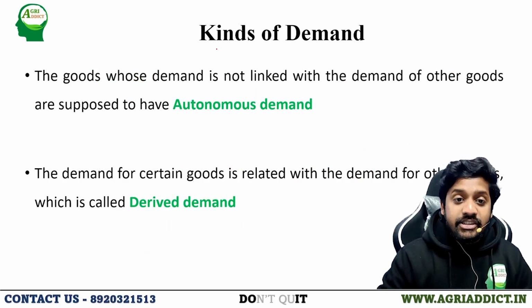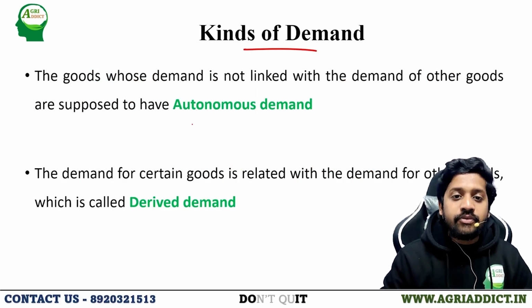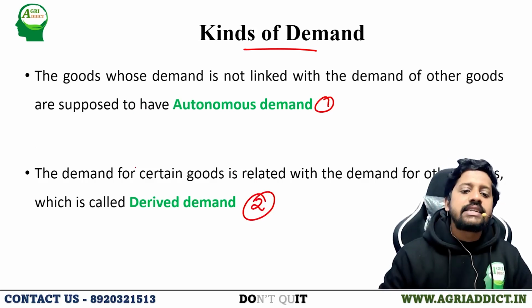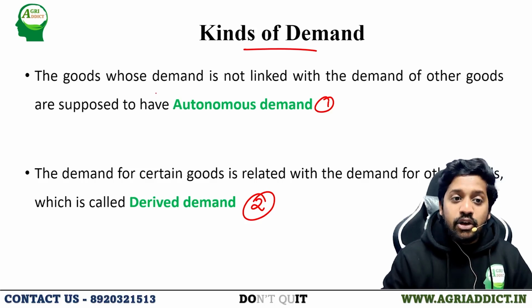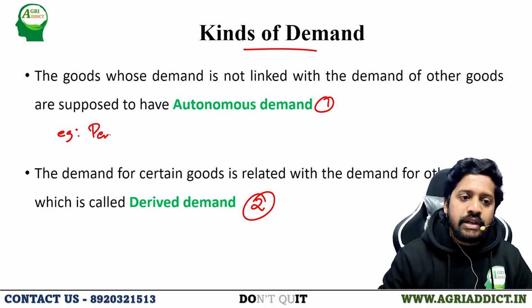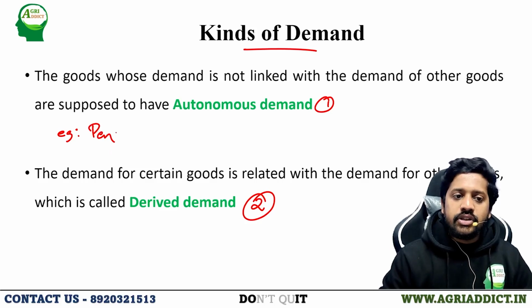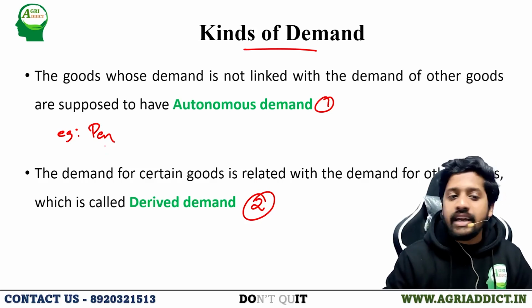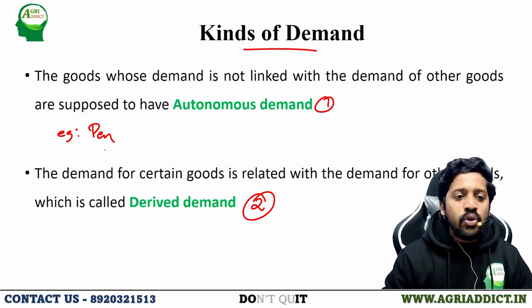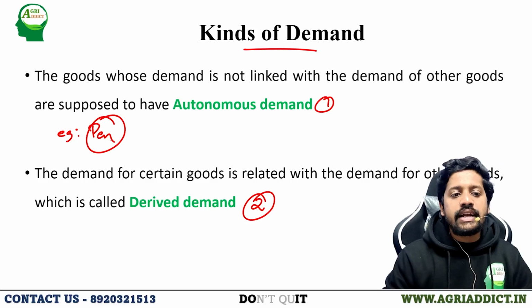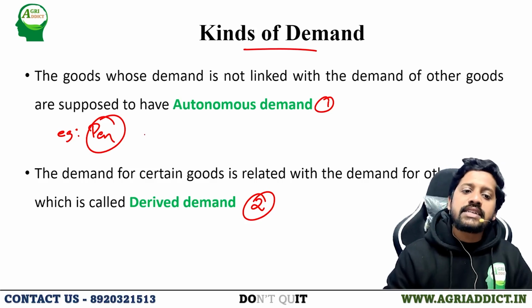Coming to the kinds of demand. What are the kinds of demand? First one is autonomous demand and second one is derived demand. What is autonomous demand? The goods whose demand is not linked with the demand of other goods are supposed to have autonomous demand. So what if I am going to purchase a pen? The utility that I derive from the pen is not at all depending on any other commodities, right? So the demand for the pen is not linked with any other objects, so it can be considered as autonomous demand.